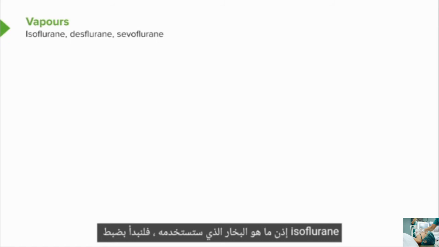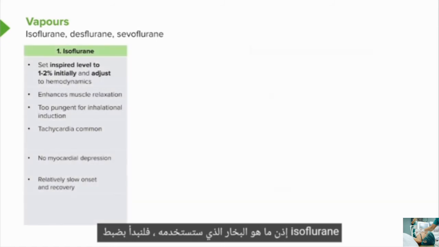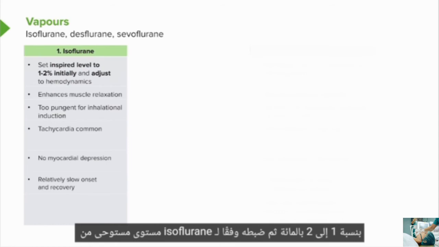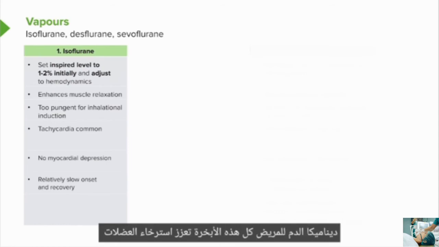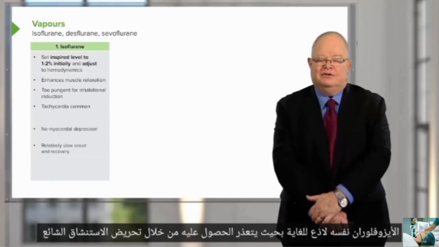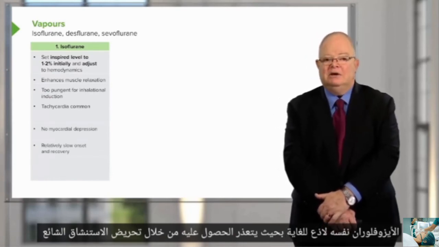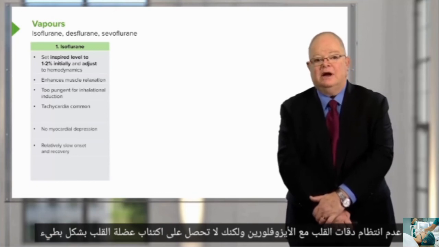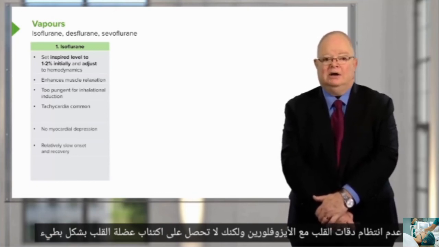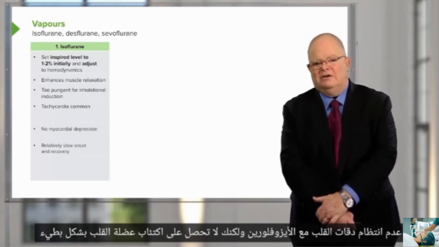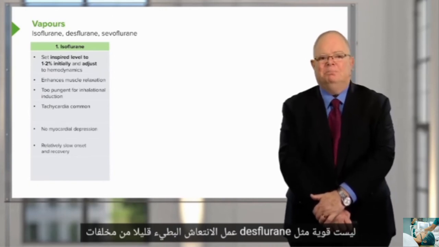So, what vapor are you going to use? Let's start with isoflurane. Set the inspired level of isoflurane at 1 to 2%, and then adjust according to the patient's hemodynamics. All of these vapors enhance muscle relaxation. Isoflurane itself is too pungent for inhalation induction. Common to get tachycardia with isoflurane, but you get no myocardial depression. Slow onset of action, slow recovery, bit of a hangover.